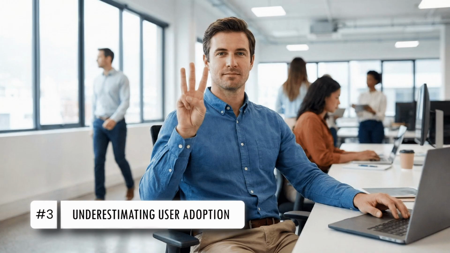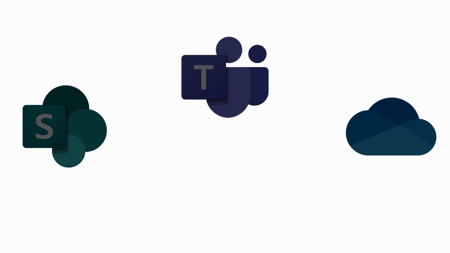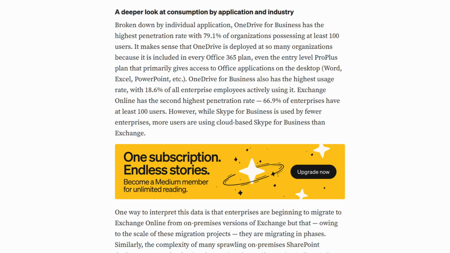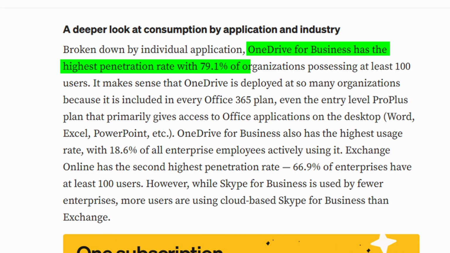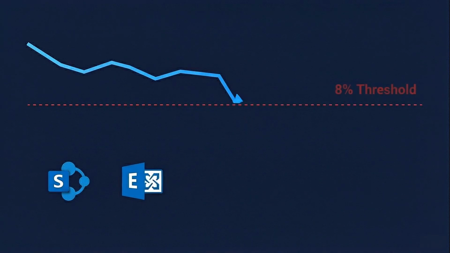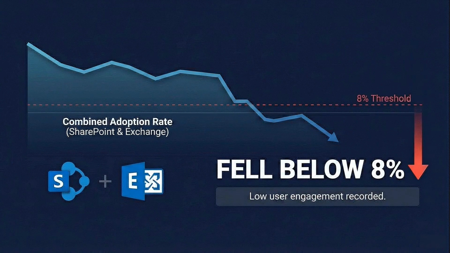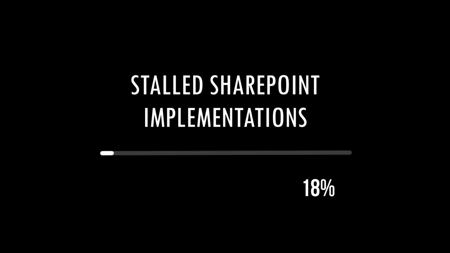When users don't adopt Microsoft 365 tools, organizations lose much of the value they paid for, even if the technology is fully deployed. A McAfee study revealed a stark adoption gap. While 79.1% of organizations deploy OneDrive for Business, only 18.6% actively use it. For SharePoint and Exchange combined, adoption rates fell below 8%. This adoption gap directly affects project outcomes and budgets. Approximately 67% of SharePoint implementations stall due to low adoption associated with ineffective training.